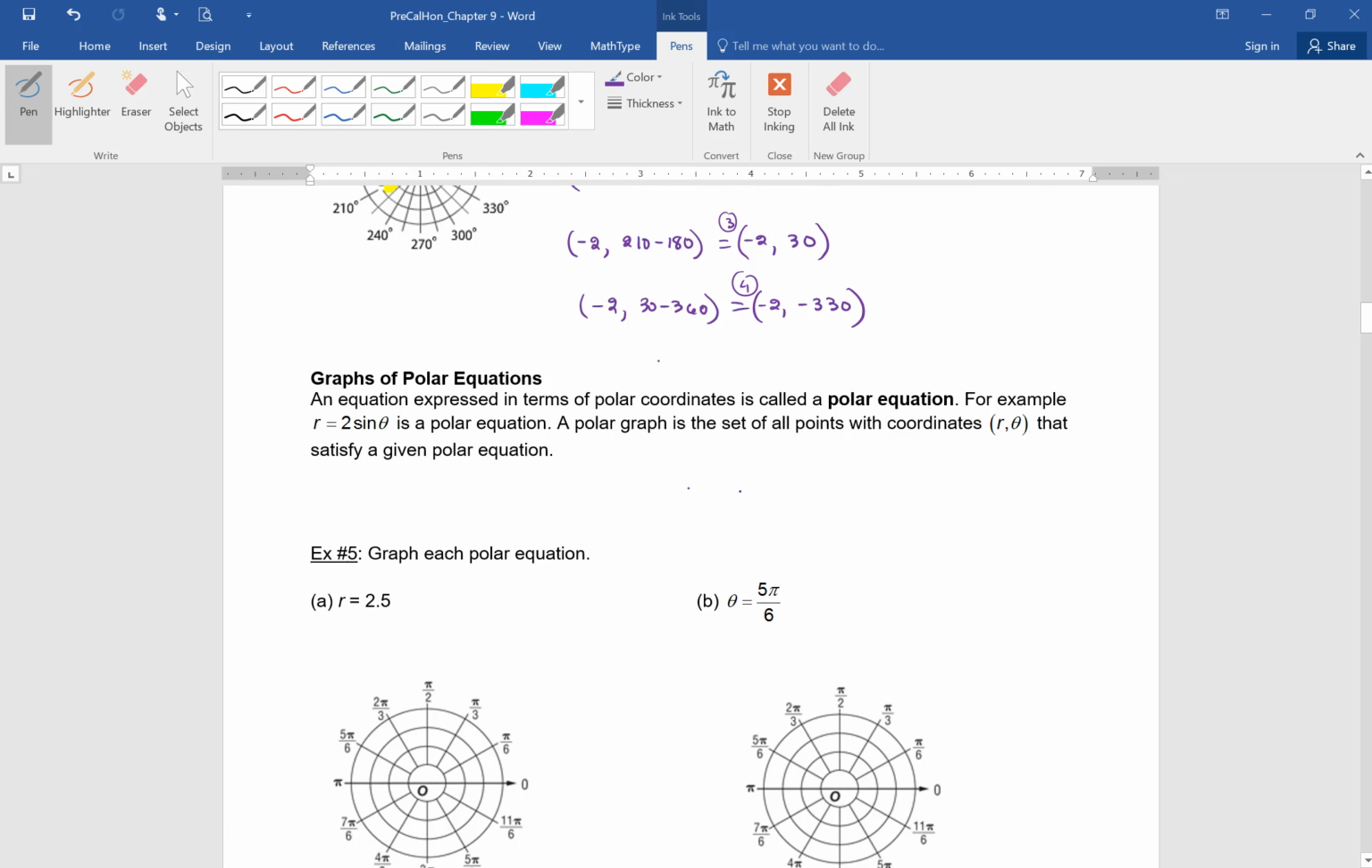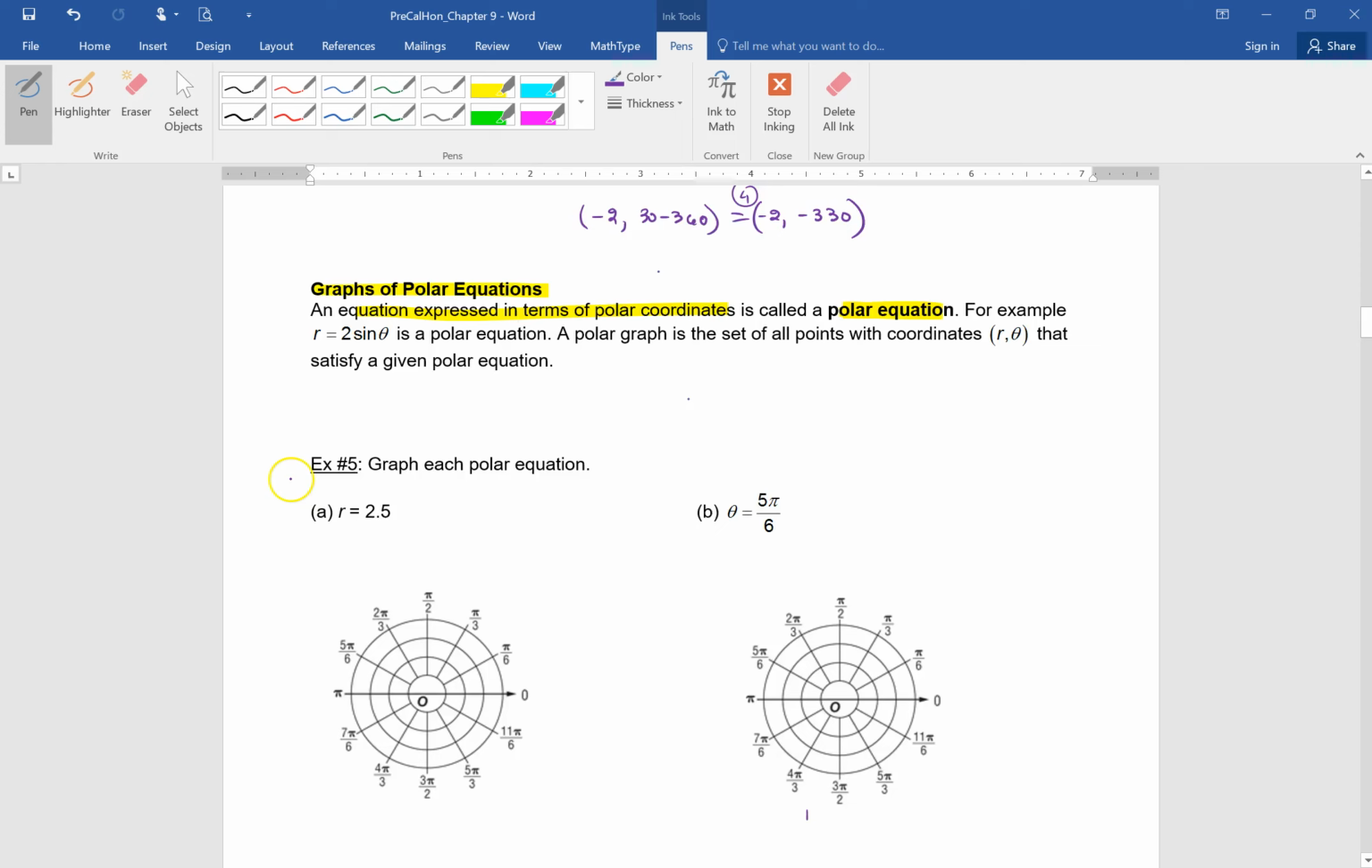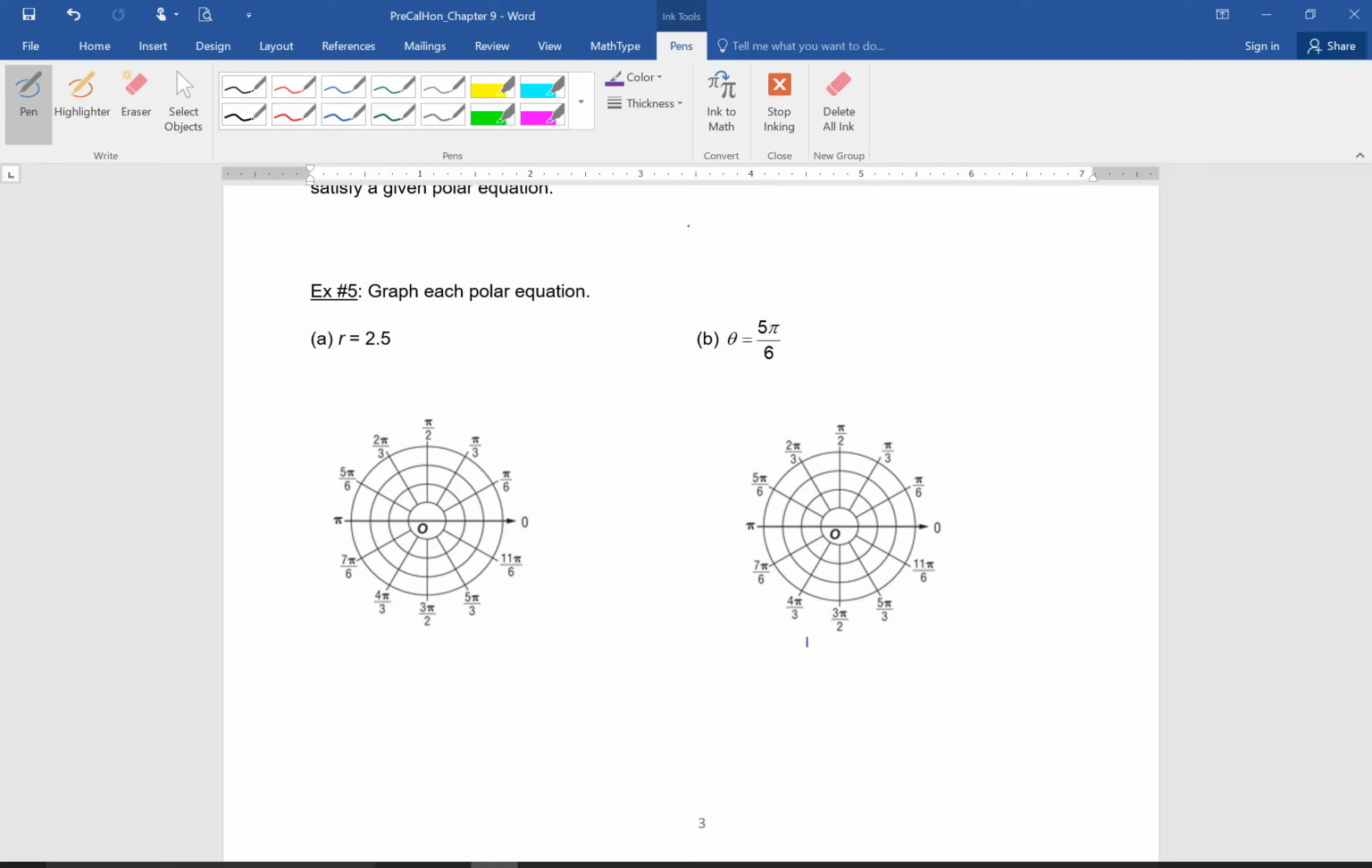So polar equations. A polar equation is an equation expressed in terms of polar coordinates. So for example, r equals 2 sine theta, okay? That's a polar equation. All right, so let's graph this one. Remember, we want a graph that satisfies a given polar equation. So here I want to graph r equals 2.5. So right now, we're just graphing the very, very basic case.